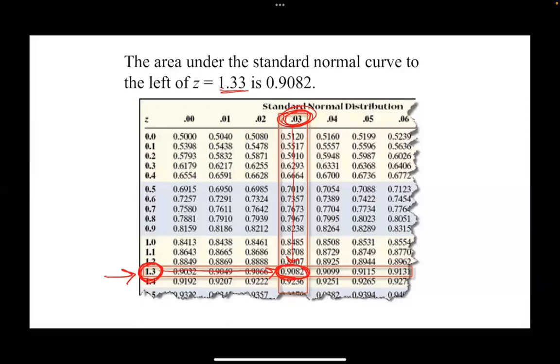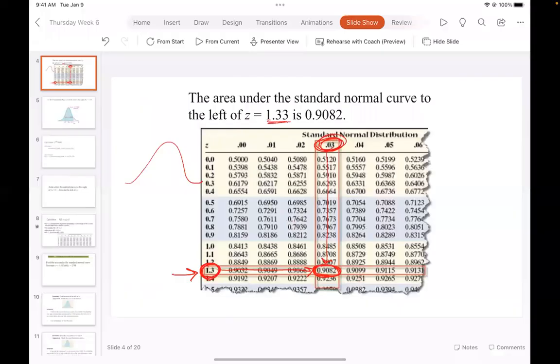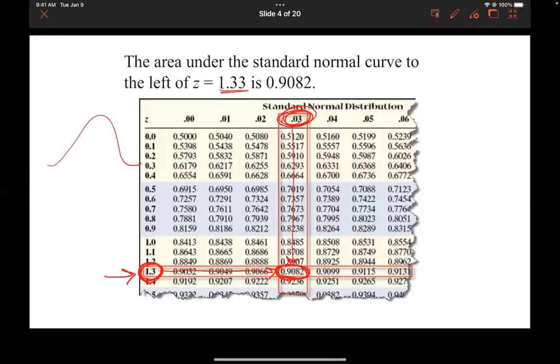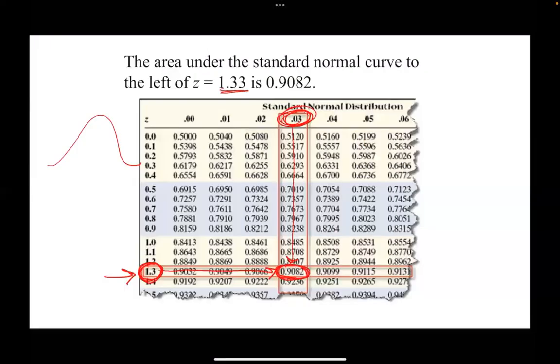So if I draw my normal curve here, there's my line at 1.33. The area over here to the left of that is 0.9082. This is how we use a z-score.